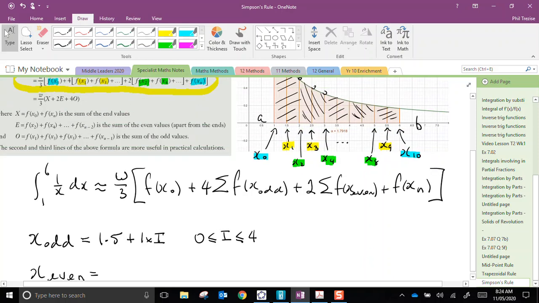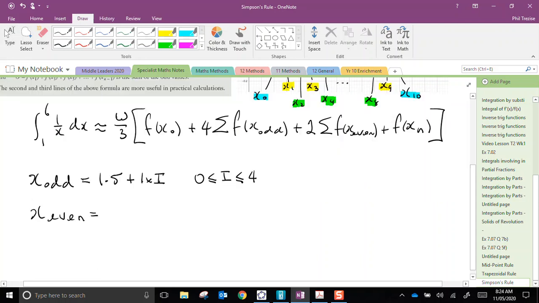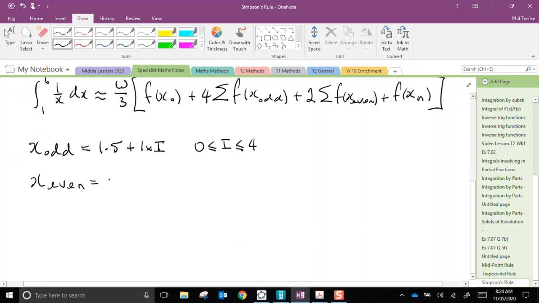So the even ones here I've highlighted in green, they start at 2, then to 3, then to 4, then to 5. So that also is an arithmetic progression, starting at 2, common difference of 1. Now I'd better use a different counting variable this time, so I'll use J. And what would be the lower and upper amounts that I want for J?